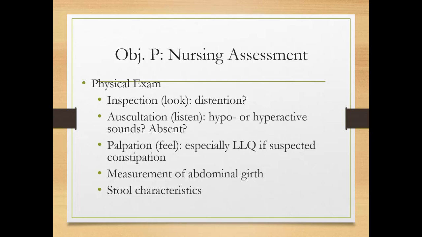Tenderness can be related to constipation or bowel obstruction. Also, pain and tenderness in the low abdomen can be caused by appendicitis, ovarian pain, pelvic inflammatory disease, or hernias. Think about what your assessments mean.